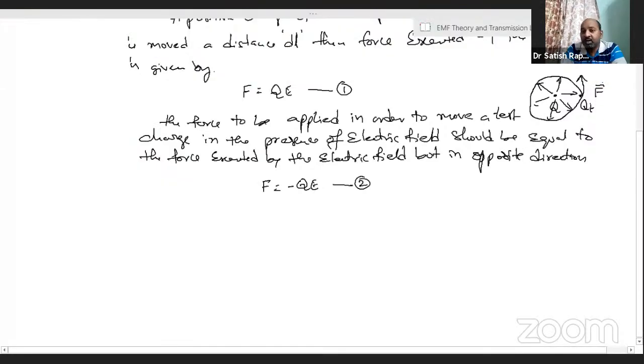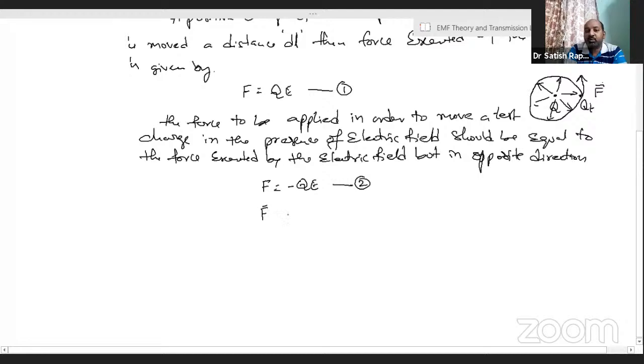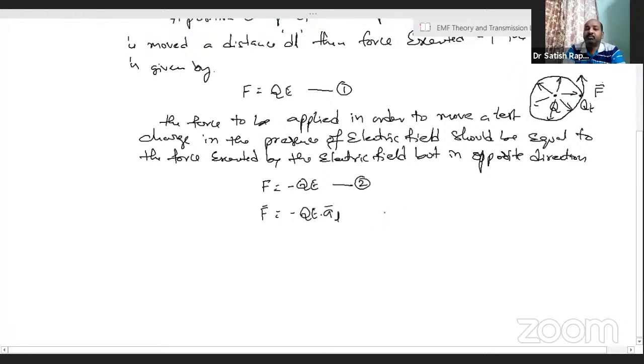So writing force in vector form, F bar is equal to minus QE a_L bar.